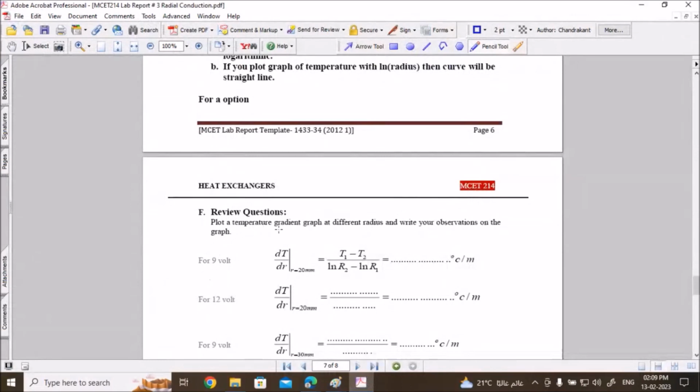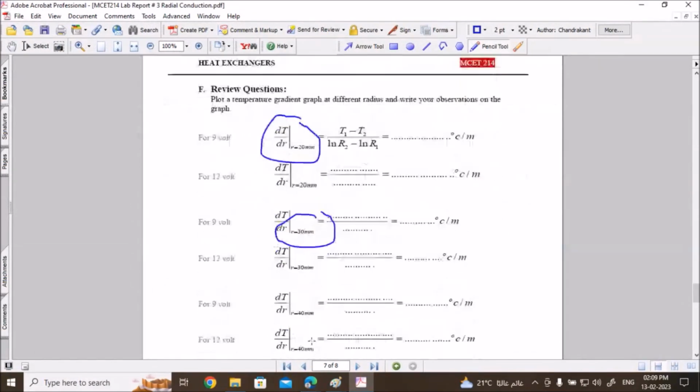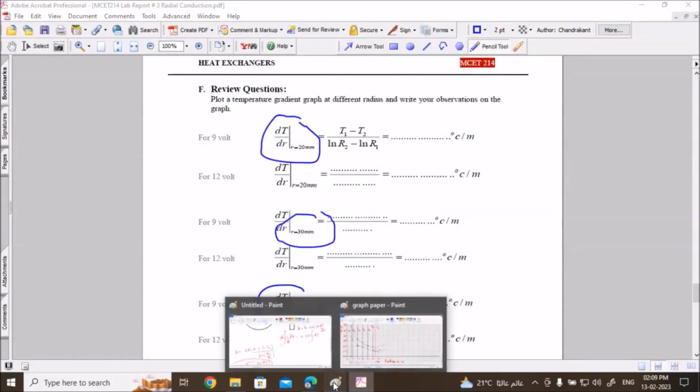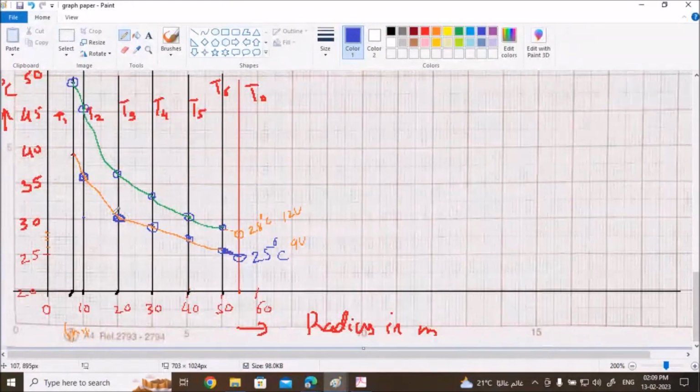So what is asked now? First in the review question, we need to find the slope, the temperature gradient, at 20, 30 and 40 for 9 volt, and 12 volt same procedure. So it is asked to find out the slope of the curve at 20. So I will draw the horizontal line, I will draw the vertical line. Okay, so this is dr and this is dt. So same at 30, so I can find dt by dr. So this is nothing but T2 and this is nothing but T3.